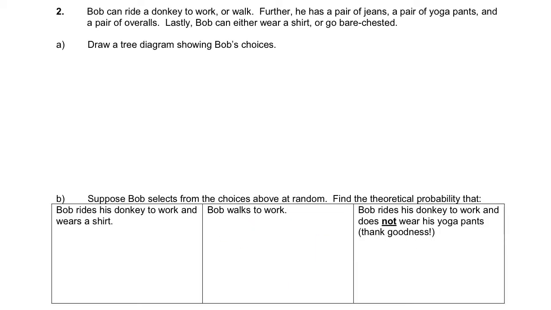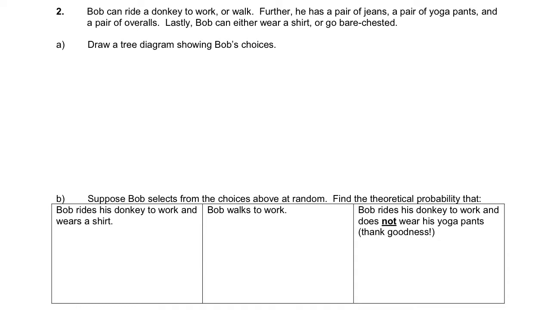Now this next example is kind of silly, but I just wanted to give you an opportunity to practice tree diagrams. Bob can ride a donkey to work or walk. Further, he has a pair of jeans, a pair of yoga pants, and a pair of overalls. Lastly, Bob can either wear a shirt or go bare-chested. Draw a tree diagram showing Bob's choices.